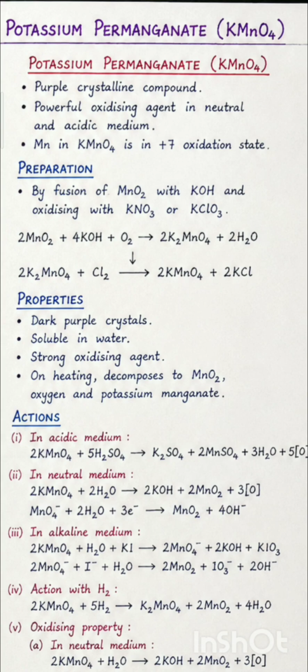Mn in KMnO4 is in the +7 oxidation state. Preparation is by fusing MnO2 with KOH and oxidizing with KNO3 or KClO3. When MnO2 is treated with KOH, it gives potassium manganate. Treated with chlorine or oxygen, it gives potassium permanganate. Its properties: dark purple crystals, soluble in water, strong oxidizing agent, on heating decomposes to MnO2, oxygen, and potassium manganate.